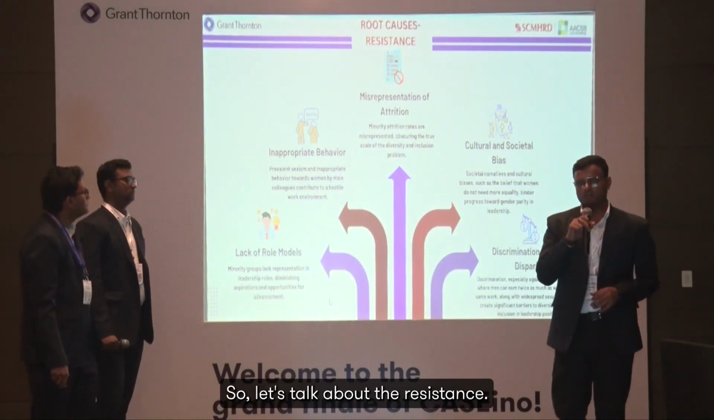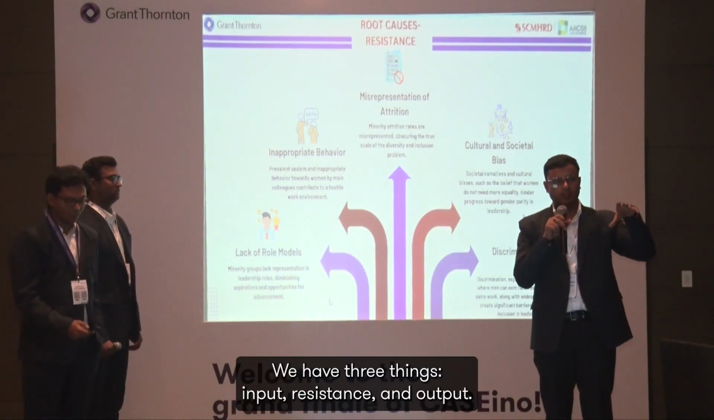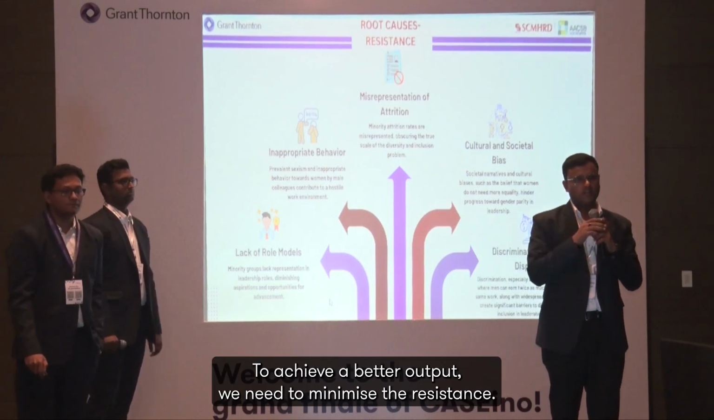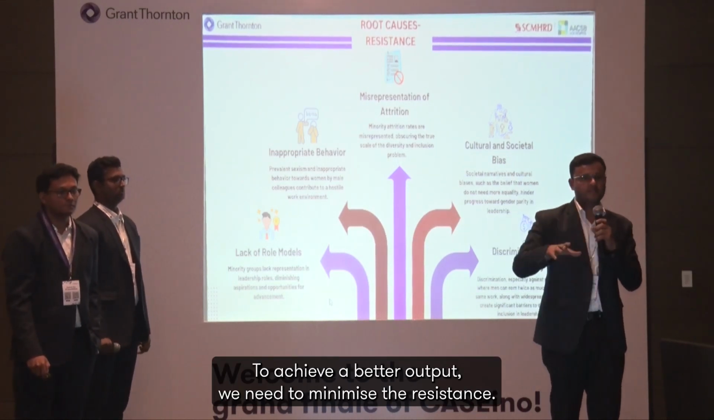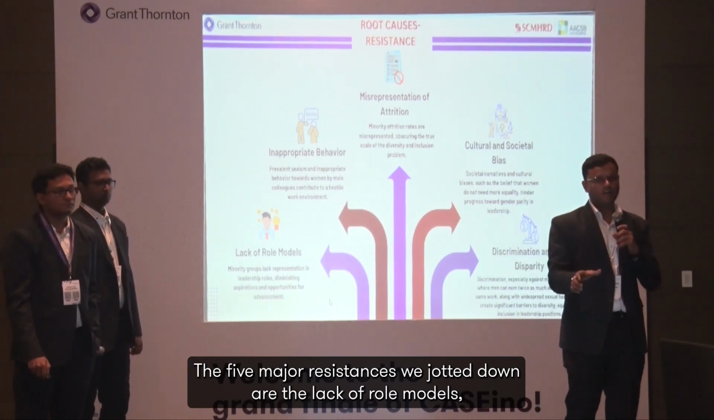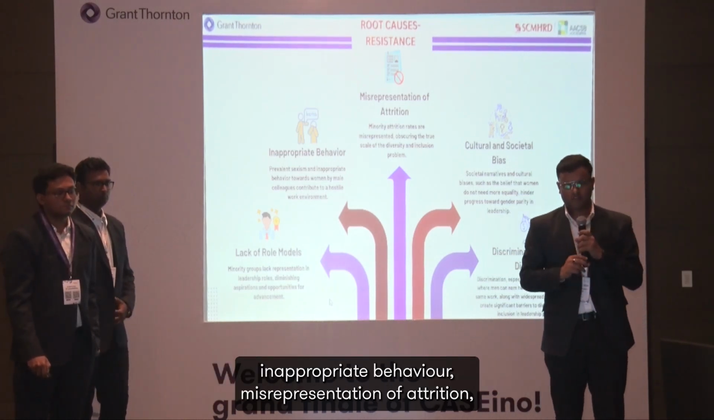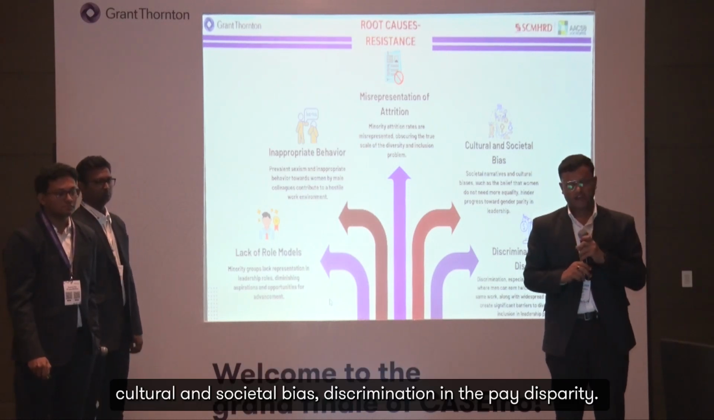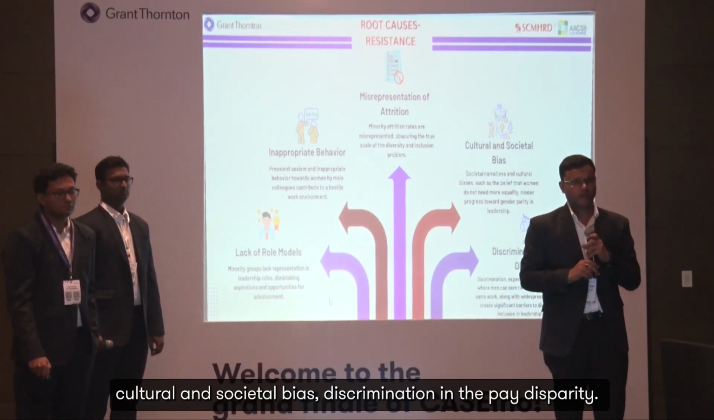Yeah. So let's talk about the resistance. We have three things: input, resistance, and output. In order to better get the output, we need to minimize the resistance. The five major resistances that we jotted down are the lack of role models, inappropriate behavior, misrepresentation of attrition, cultural and societal bias, and lastly, discrimination in pay disparity.